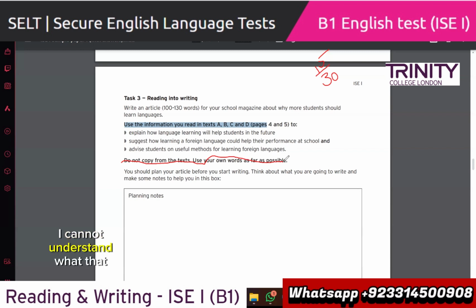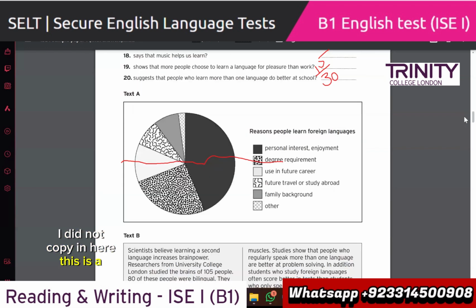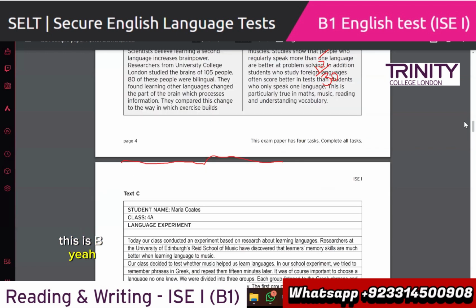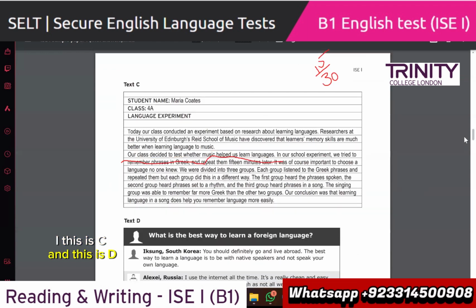I cannot understand what that means. A, B, C, and D. Last paragraph A, B, C, D. I did not copy in here. This is A, this is B, this is C, and this is D.